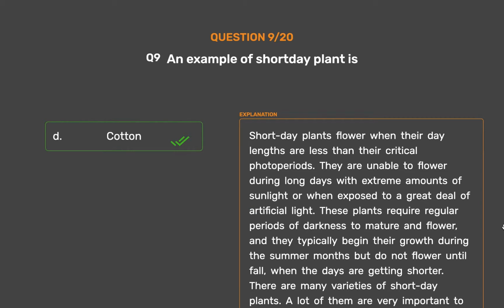Cotton. Short-day plants flower when their day lengths are less than their critical photoperiods. They are unable to flower during long days with extreme amounts of sunlight or when exposed to a great deal of artificial light. These plants require regular periods of darkness to mature and flower, and they typically begin their growth during the summer months but do not flower until fall, when the days are getting shorter. There are many varieties of short-day plants. A lot of them are very important to agriculture and society, like cotton, rice, and sugarcane.